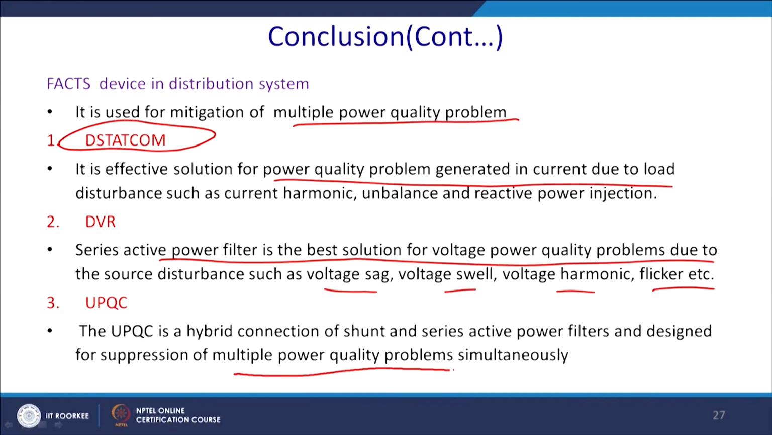DVR, in the same way, is a series active power filter. It is the best solution for voltage quality problems due to source disturbance, such as voltage sag, voltage swell, voltage harmonics, flickers, etc. And thereafter we will come to UPQC. UPQC is a hybrid connection of shunt and series active power filters, designed for suppression of multiple power quality problems, as we have seen in UPFC.